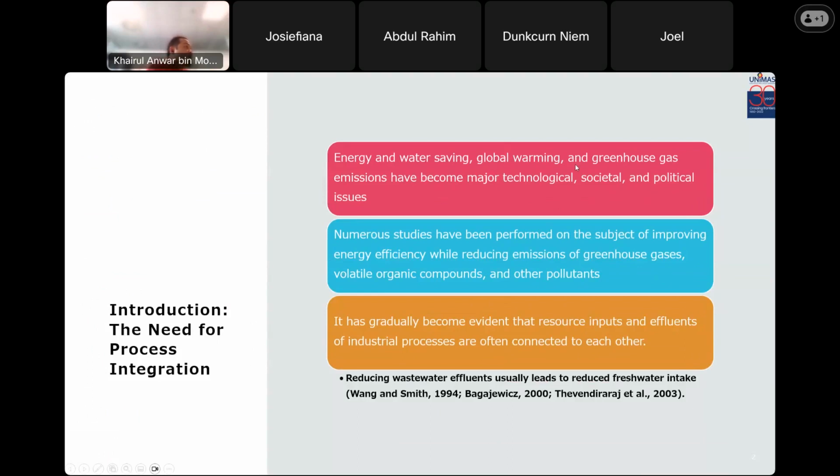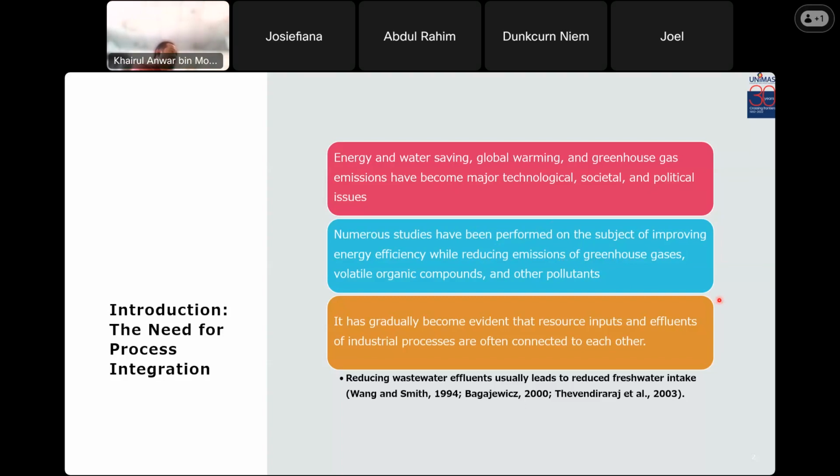Energy and water saving, from greenhouse gas emissions to emission, major center and population. So, numerous studies have been performed on the subject of improving energy efficiency while reducing emission of greenhouse gases.